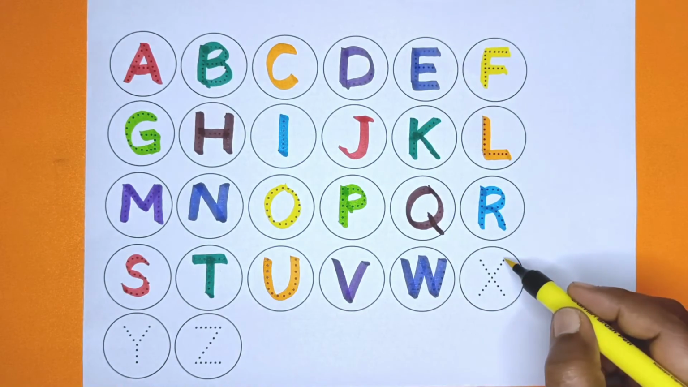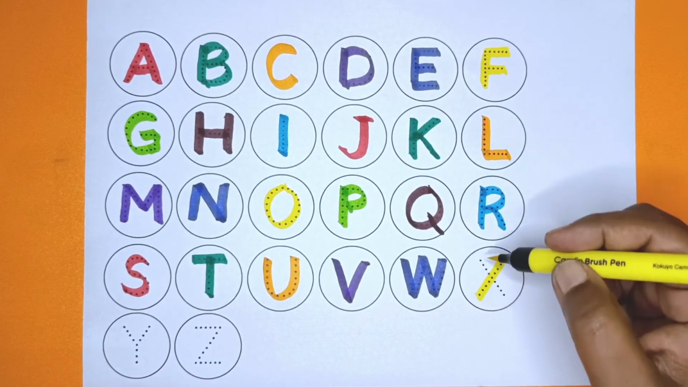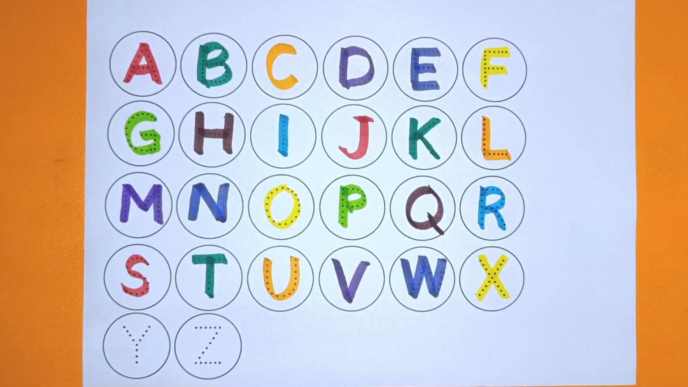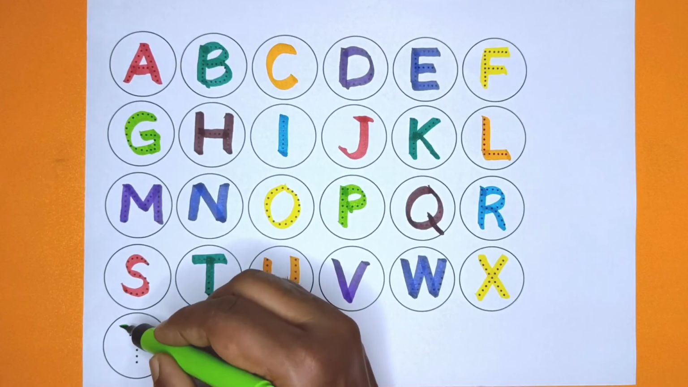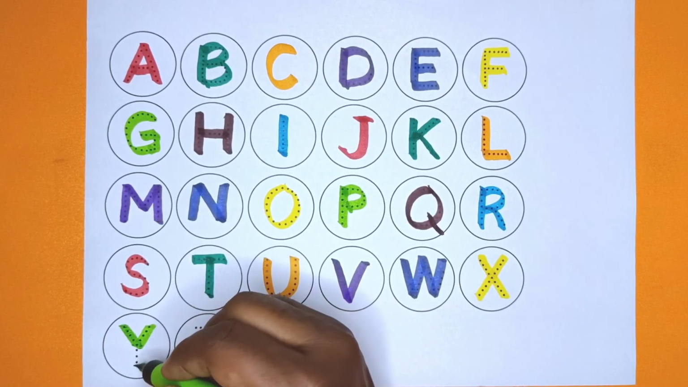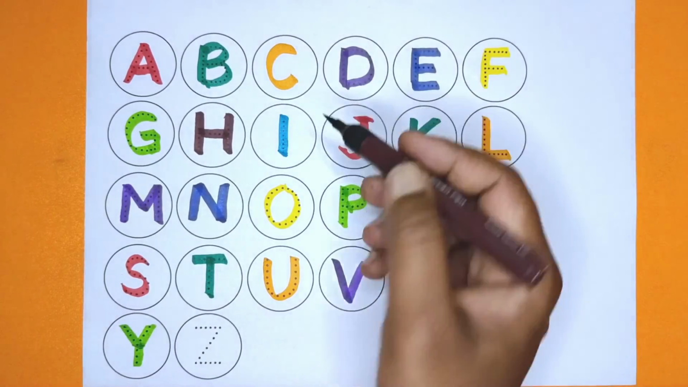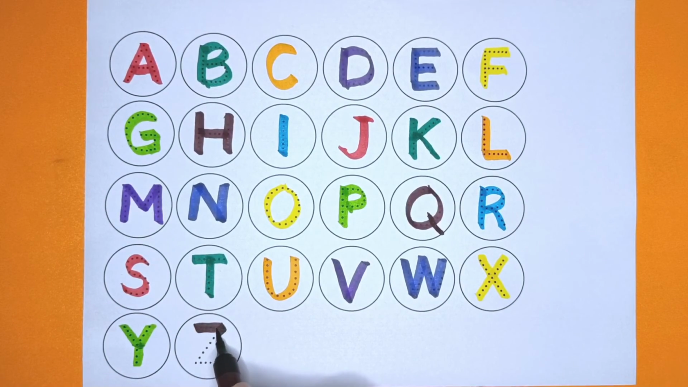Yellow color: X for Xmas tree, X for Xmas tree. Lime green color: Y for yak, Y for yak. Brown color: Z for zebra, Z for zebra.